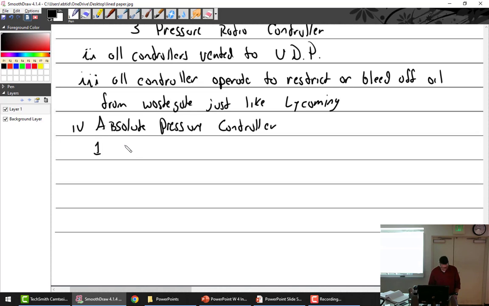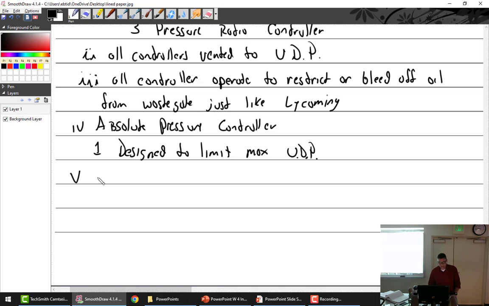Upper deck absolute pressure controller, designed to limit max upper deck pressure. At a set limit, it will bleed off oil from the wastegate. Yeah, I think that works right there. Designed to limit max upper deck pressure.